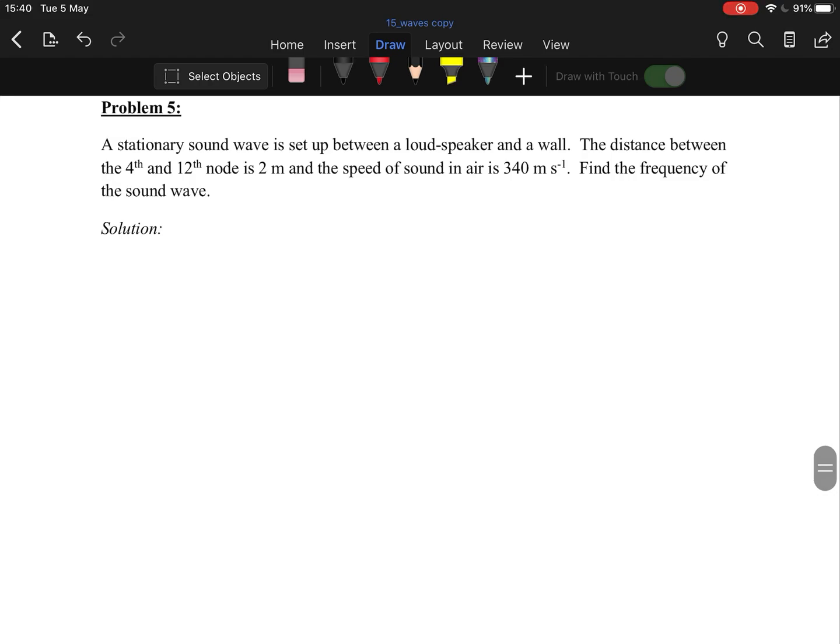So a stationary sound wave is set up between a loudspeaker and a wall. The distance between the 4th and the 12th node is 2 meters. And the speed of sound in air. So we start off with that. C, 340.